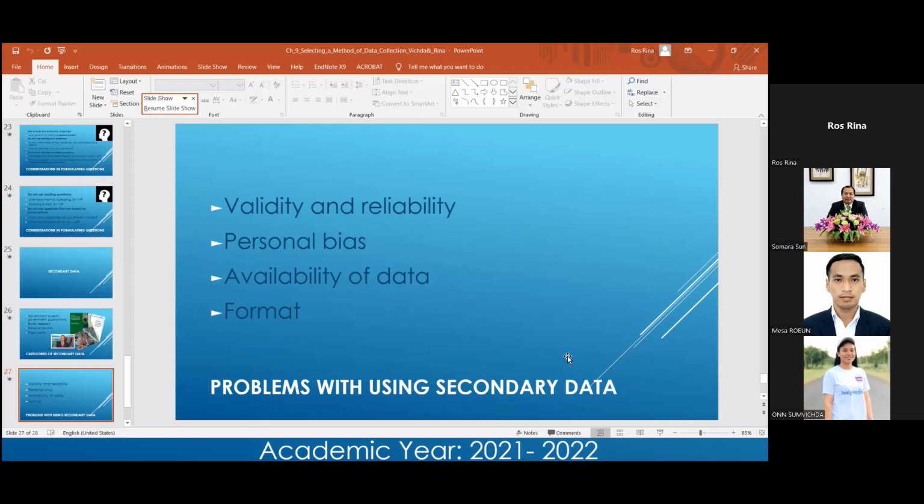And the last one is about the format. This one is about deciding to use the data from the secondary source. It is equally important to ascertain that the data is available in the required format. For example, you might need to analyze age in the categories of 23, 33, 40, 34, and in our source, age may be categorized as 21, 24, 25, or 29. So these do not match each other. That's why it becomes a problem when using secondary data.